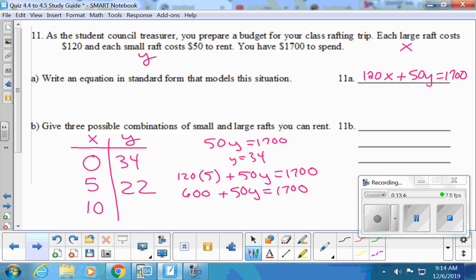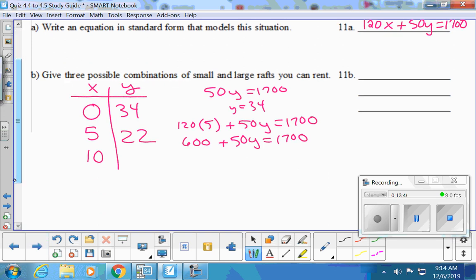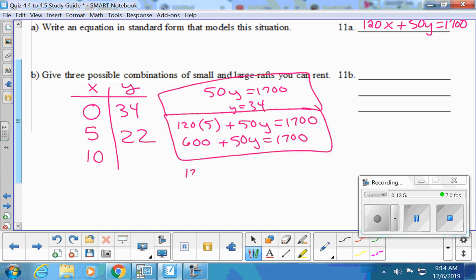I'm going to scroll, get some more workspace. All right, so this is my second one. That was my first one. Let's try my third one. 120 times 10 plus 50 times y equals 1,700. 120 times 10, 1,200. I think this will work. So 1,700 minus 1,200, divide by 50. Close, it's 10. So 10 and 10 would work.